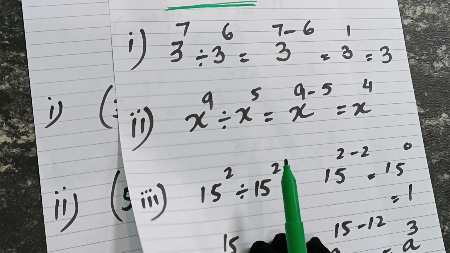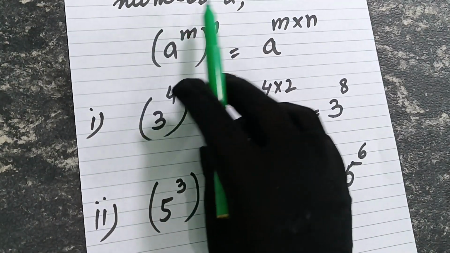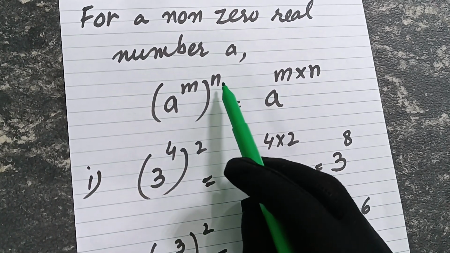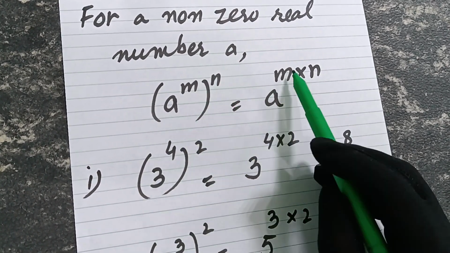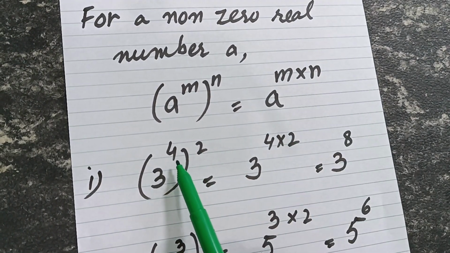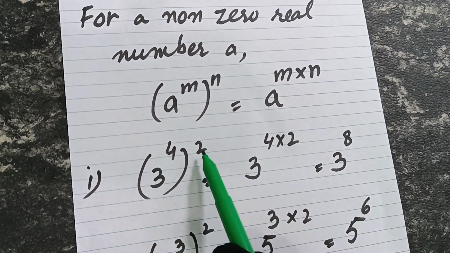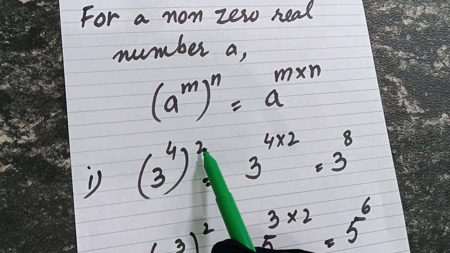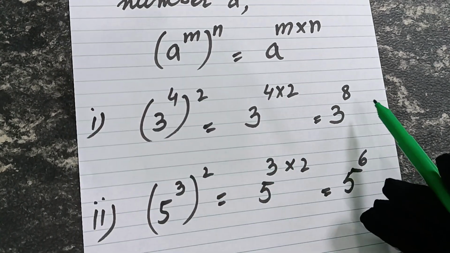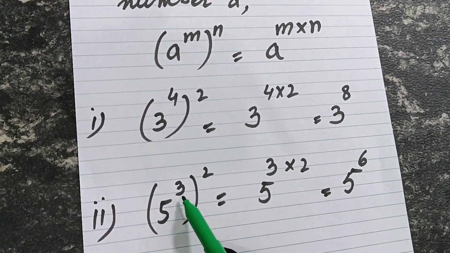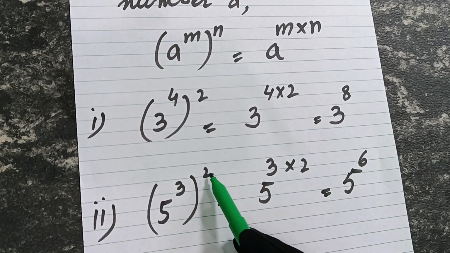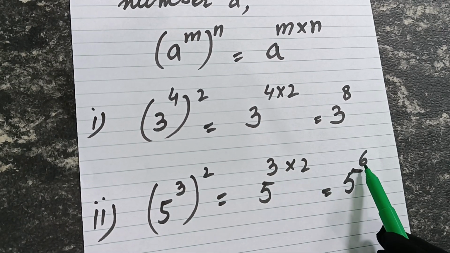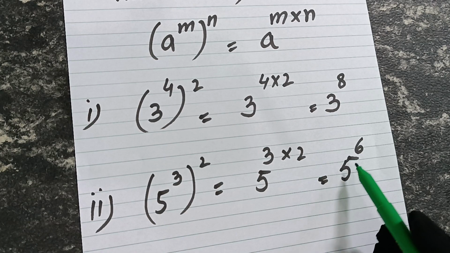Next, law number 3: for a non-zero real number a power n taken to another power, both the exponents will be multiplied together. So 3 power 4 taken to a square: the square is multiplied to the previously present fourth power. 2 times 4 is 8. The new power is 8. 5 power 3 and then power 2 is taken. This power is multiplying to this power, and 2 times 3 is 6. Now the exponent will be 6.